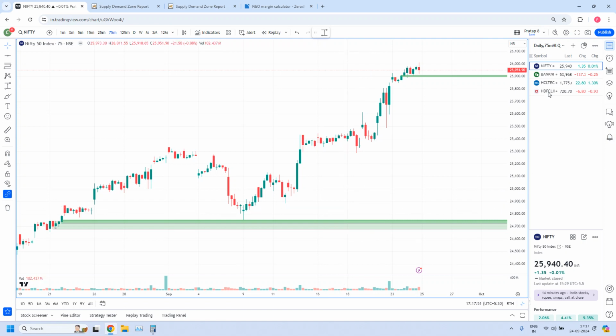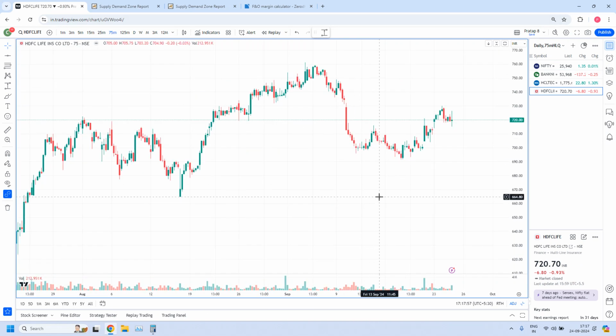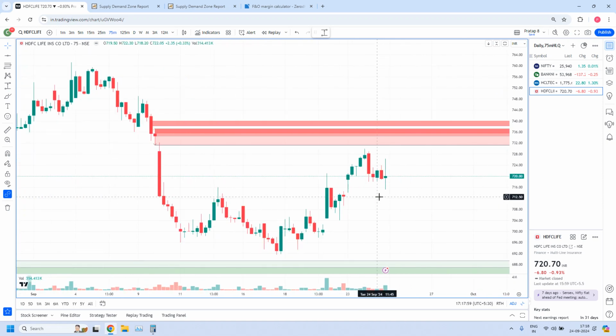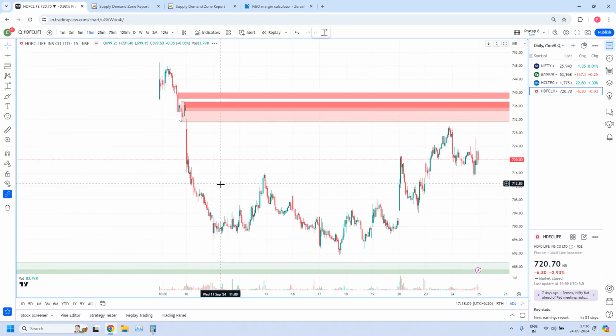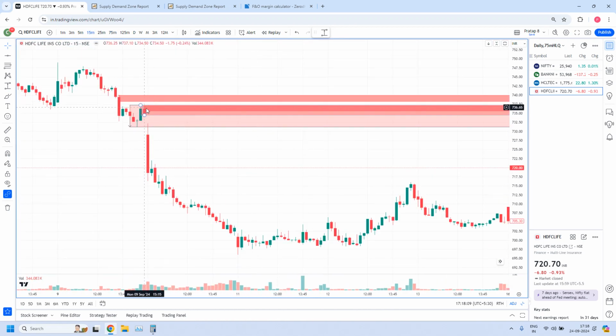There is, I think, one more stock missed, HDFC Life. This is a 75 minutes high liquidity zone. We didn't get a trade. Drop base drop. How did I fine tune? In the 15 minutes time frame, we have a rally base drop.